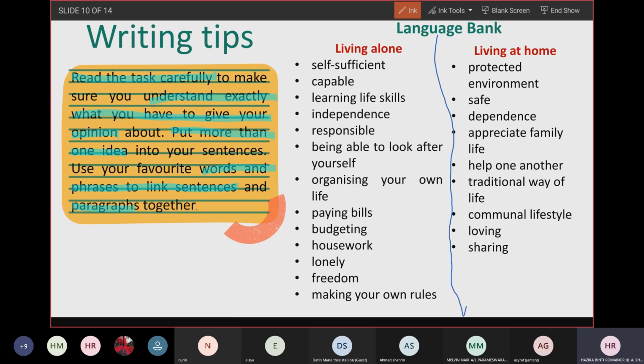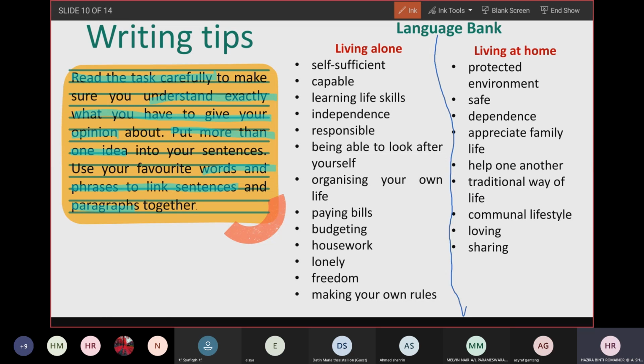Back to Melvin. Yes, teacher. You wanted to live alone or with your family members? Of course, family members, teacher. Why? Because I love to stay with my family. Okay. Shafika. Yes, teacher. Alone or with family members? Alone. Why? I just like to be alone. Okay, alright.